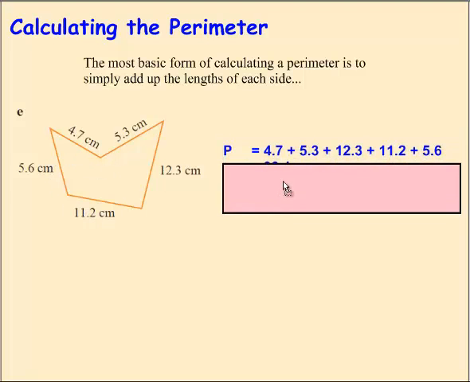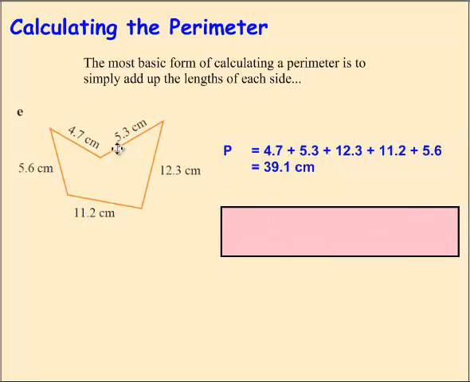So perimeter is just a case of adding them all together, and it is my little hint to you to mark off the lengths as you've got them. So 4.7, we've got that one. We write 5.3, we cross that one off. 12.3, that one goes, 11.2, and 5.6.